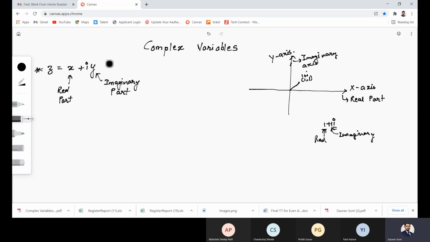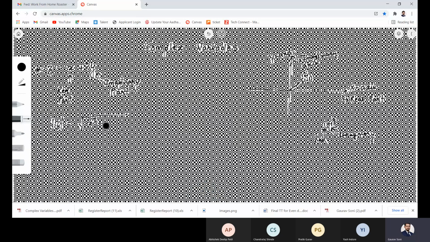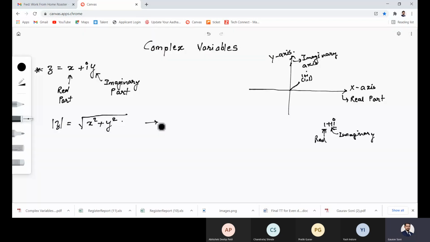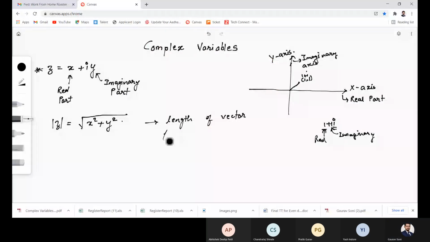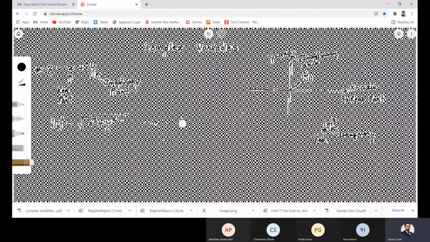After this, there are some basic properties of the complex numbers, like what is mod z? Yes, anyone? Can you tell me if you remember what is mod z? Mod z is nothing but under root x square plus y square. If you don't know, please note it down. What does this graphically represent? Graphically, this represents the length of the vector from origin, if you are treating it as a vector. Or if I just want to talk in terms of scalar, then I will say it is the distance from origin to z.